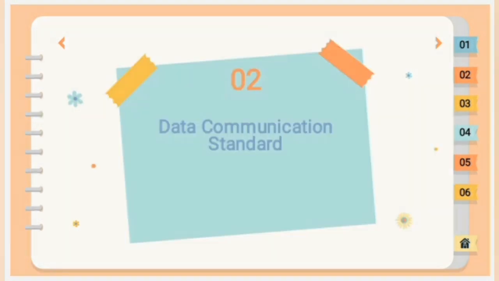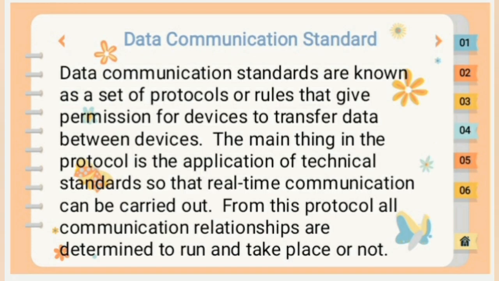Data communication standard. Data communication standards are known as a set of protocols or rules that give permission for devices to transfer data between devices. The main thing in the protocol is the application of technical standards so that real-time communication can be carried out. From this protocol, all communication relationships are determined to run and take place or not.